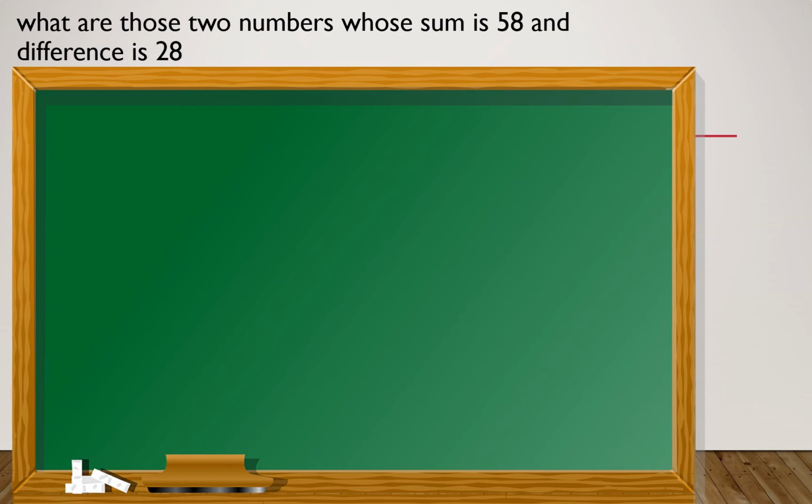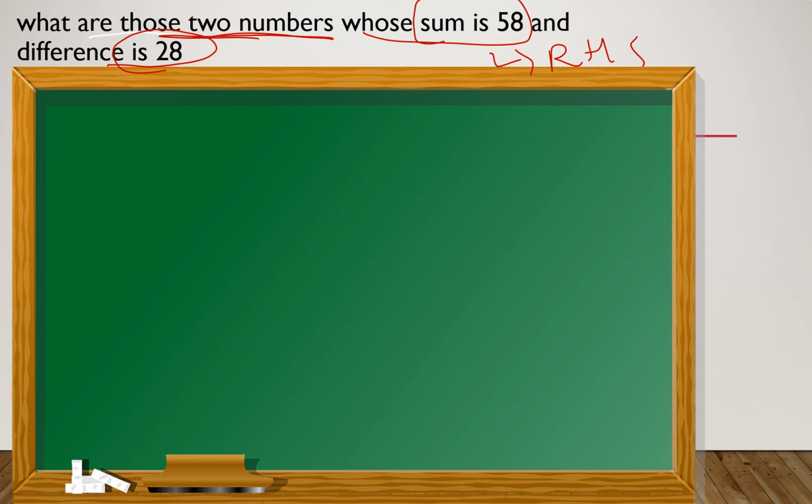Exercise 2.2 third problem. We'll solve exercise 2.2 third problem. The word problem is, what are those two numbers whose sum is 58? Here also two numbers are there. The sum of those two numbers, addition, is 58, that is 58 should be in the RHS. Whose sum is 58 and difference is 28.